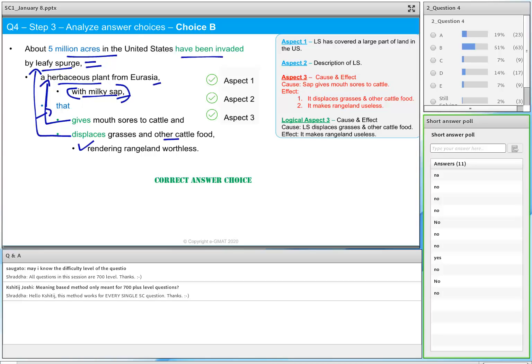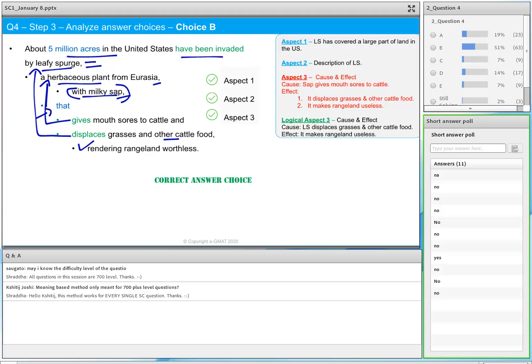But you know, when we fall into the trap of sentences like this, we kind of segregate them. That's where our logical analysis should come in. Hey, no, it's the same thing, because it is the leafy spurge that contains milky sap. They are not mutually independent entities. They are not absolutely exclusive entities, right? So there is no meaning change at all in choice B.